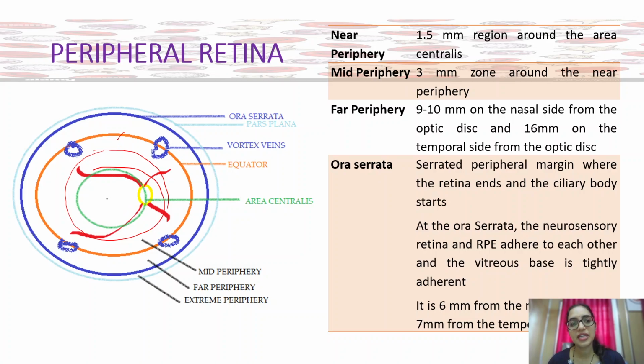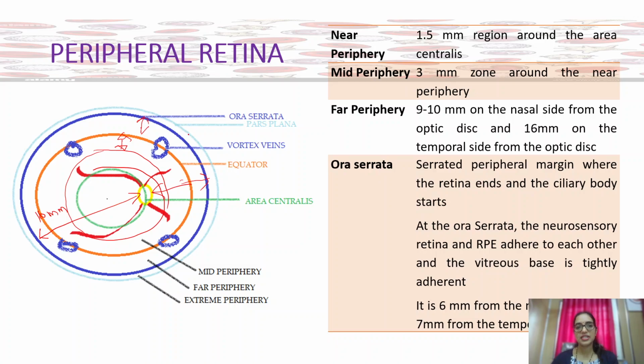Mid periphery is the area between the near periphery and the equator, or the imaginary line that joins the vortex veins, all the four sides. Then the far periphery is from the equator till the ora serrata, and it is 9-10 mm from the optic disc nasally, and temporally it is around 16 mm.